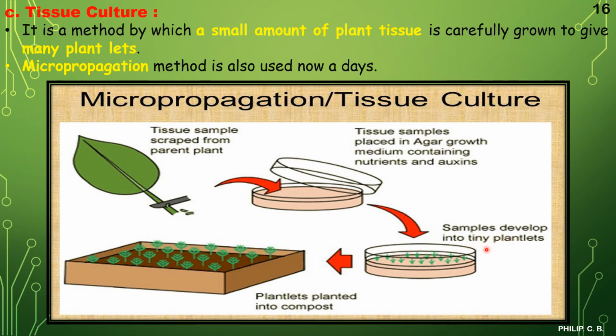Third, the samples develop into tiny plantlets. Now these tiny plantlets which is present in the plate, or we can say the petri dish, is transferred into a soil which is placed in another rectangular tray. As it starts to grow, you can transfer into a agricultural field as well. So in a small given area, you can cultivate hundreds of such species in a lesser period of time, and very quickly we can have a more yield. Okay.